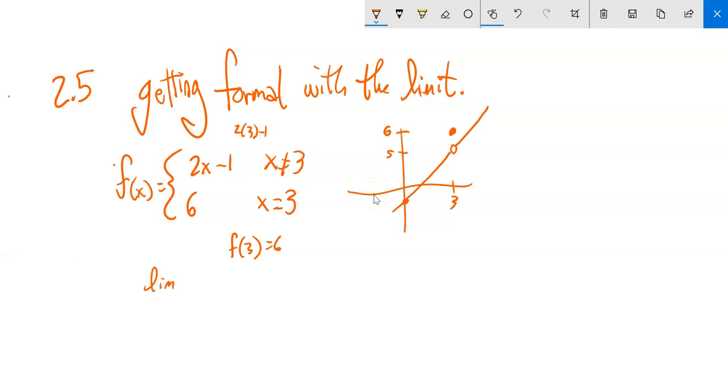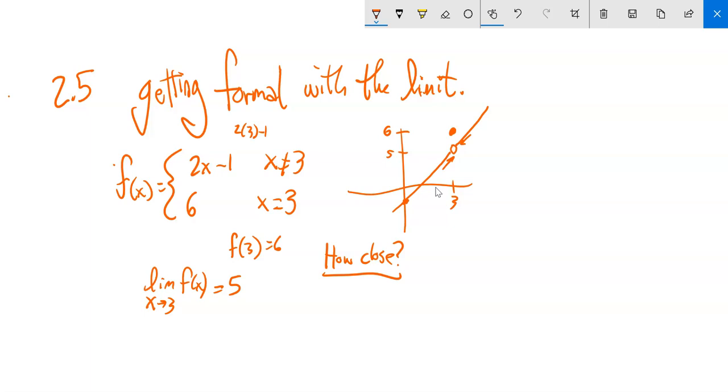But we could talk about the limit of this as x approaches 3. That's not 6, right? As we squeeze in on this, the limit of this is 5. And again, there's that loose language: as we squeeze in on it, as we get close to it. Well, how close? That becomes an important question when we get real formal about the definition of a limit. How close? And as I get closer to the input, can you show me that it actually is getting closer to that output?